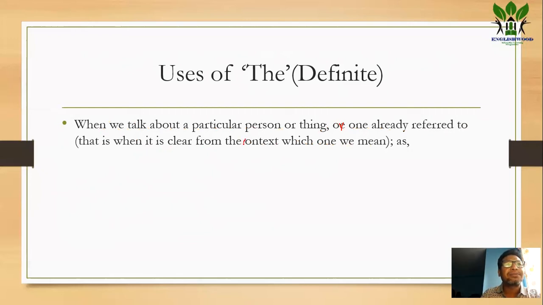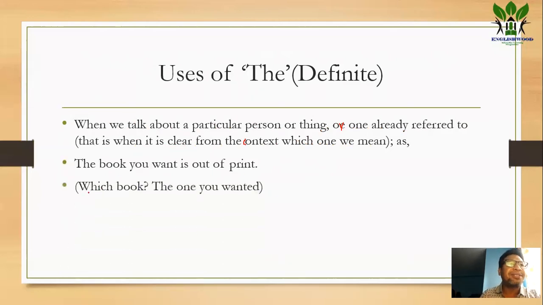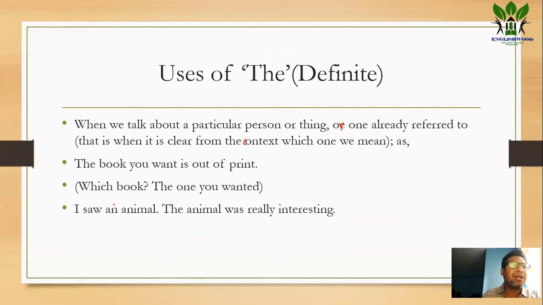It is clear from the context. For example, the book you want is out of print. That means which book? The one you wanted, therefore we say the book, not a book. The book you want is out of print. Which book? The book you wanted, right? I saw an animal. The animal was really interesting. So, you saw an animal, and now you want to refer to the animal you already explained. So the animal was really interesting.